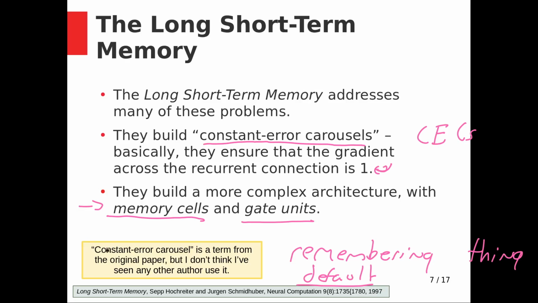And I should mention, constant error carousel, or CEC, is a term from the original Schmidhuber and Hochreiter paper, but it's not a term I've ever seen anywhere else, and I don't think I've ever seen somebody use it. At least once I've said that and had somebody stare at me like I was insane. So what I'm getting at is, this term may not have entered common parlance, and you might get that reaction at some point. If you say constant error carousel, somebody might be like, what? Because I don't think other practitioners describe these things the same way Schmidhuber and Hochreiter do.